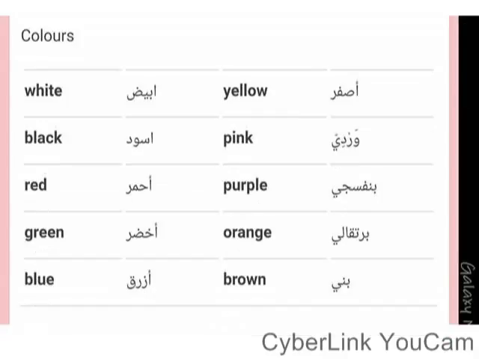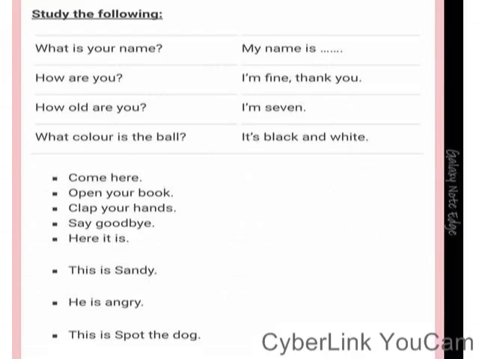We have also colors. Please listen to me. White, yellow, black, pink, red, purple, green, orange, blue, brown. Okay, what else here?